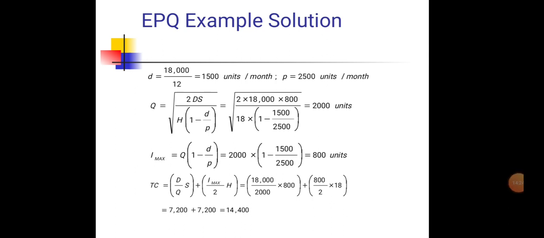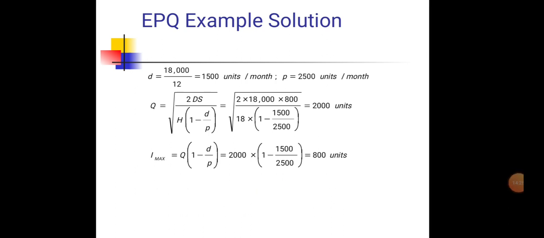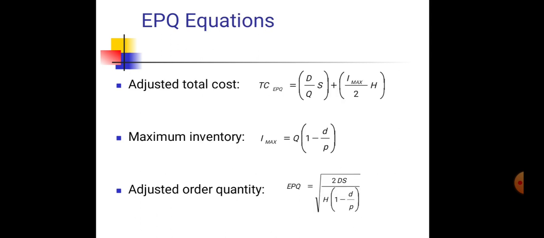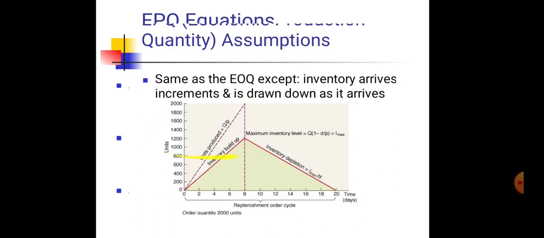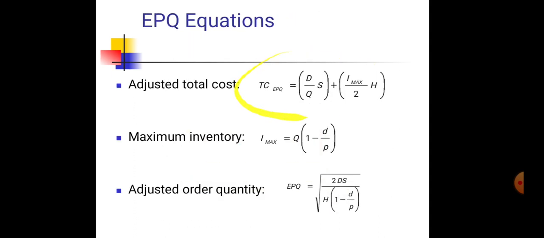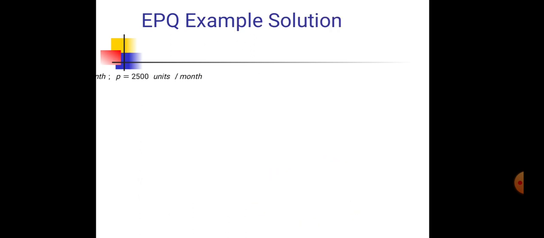So in this way you can find out. Imax also. So what is Imax? It is the maximum inventory. In this way you can find out the EPQ also, and the total cost. EPQ and Imax you can find out.